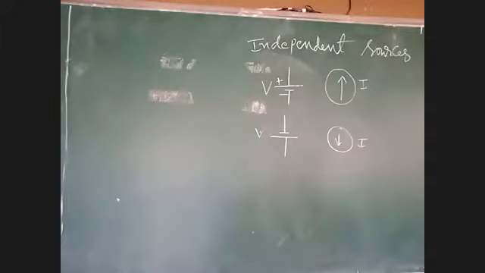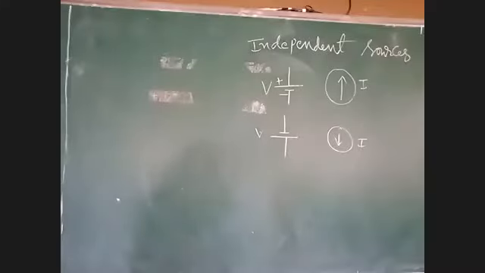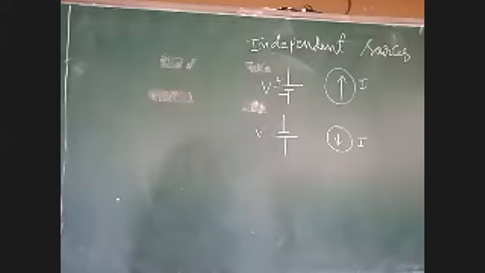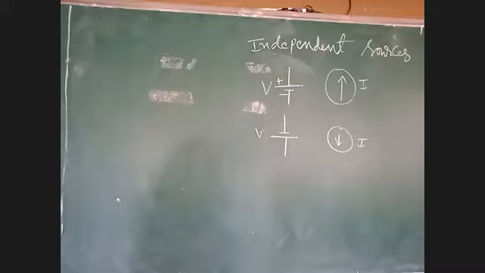Any doubt in this voltage source and current source? Why is the arrow represented like that in the current source? Sir, the down one is a dependent source, sir? Both are independent sources only, just the direction is changed. We are not discussing dependent sources now. Later we'll go for dependent sources.